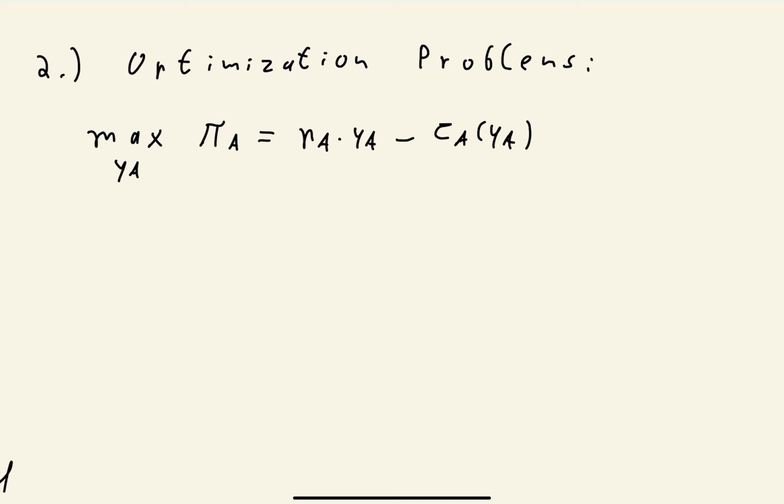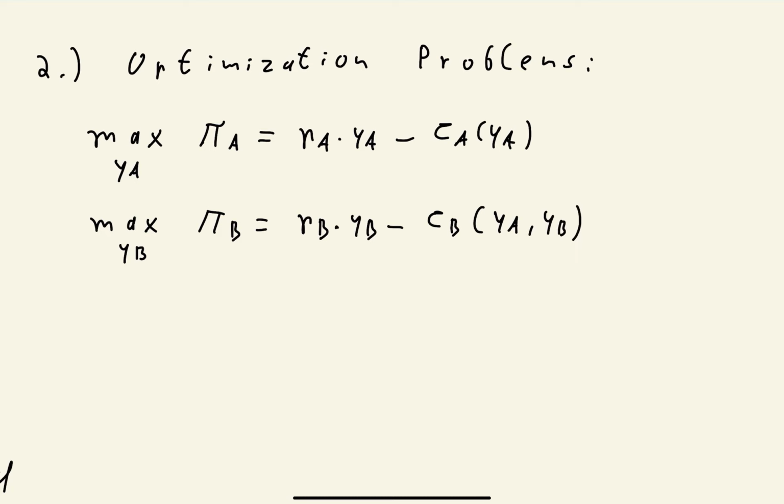For the fish producer, firm B, we have the following. He's maximizing over YB. He's maximizing his profit, which is simply PB times YB minus CB, the cost function depending on pollution, or the amount of steel produced, and the amount of fish which is fished by firm B. Now we can derive the first order conditions.